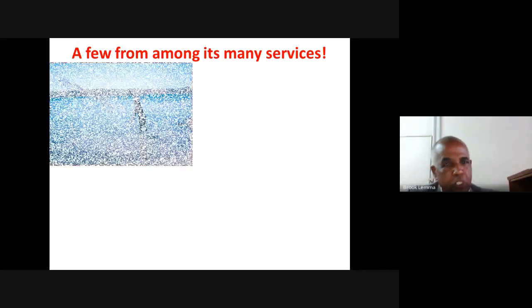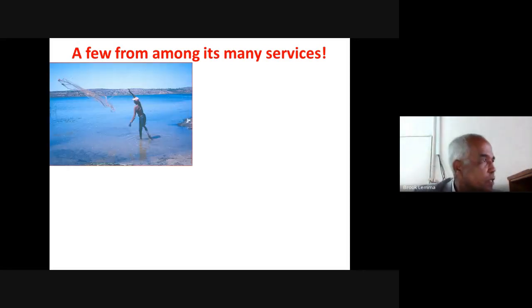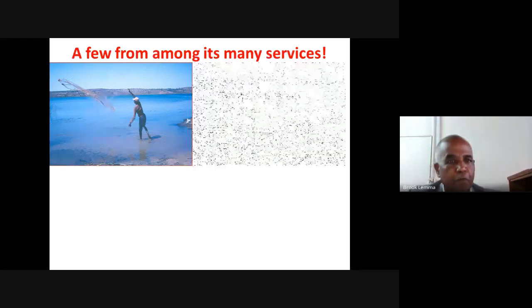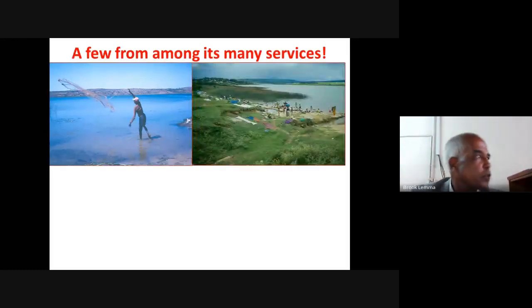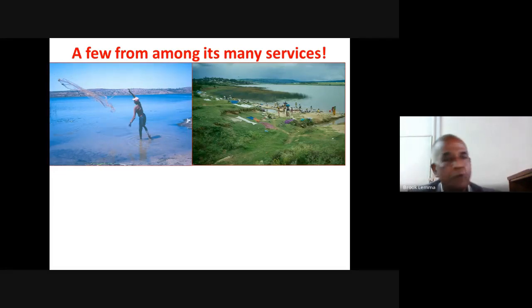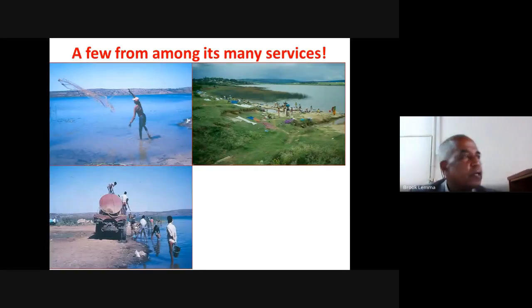This watershed was providing many, many services to the people. I will just give you a few of them. Fisheries, and particularly on weekends, the shores are filled with people recreating, bathing, washing clothes, and so on, which is common in rural parts of Ethiopia. And then there are people from town also who need water for construction and other purposes, who take water by trucks.